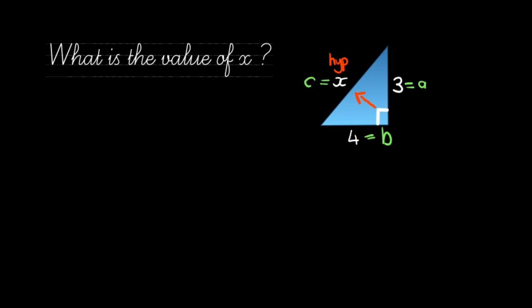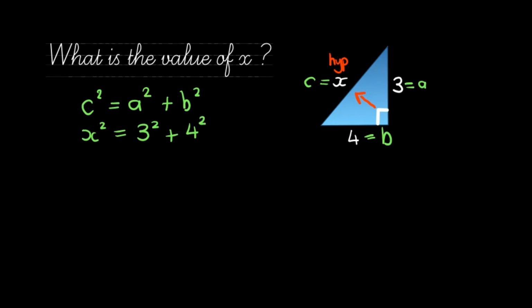Alright, let's start with the theorem. C squared is equal to A squared plus B squared. Alright, so what do we know? C in our case is x, so we replace the C with the x, so we have x squared. A in our case is 3, so we replace the A with a 3, so we have 3 squared. And B in our case is 4, so we replace the B with a 4, which is 4 squared.